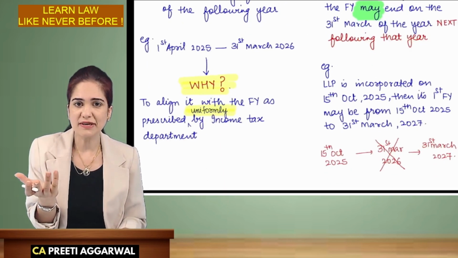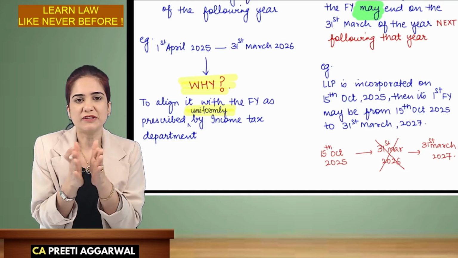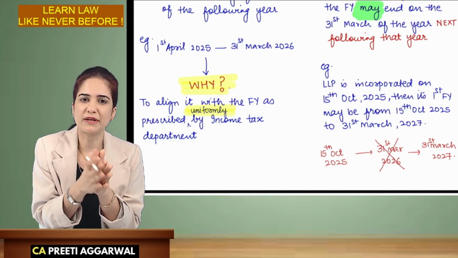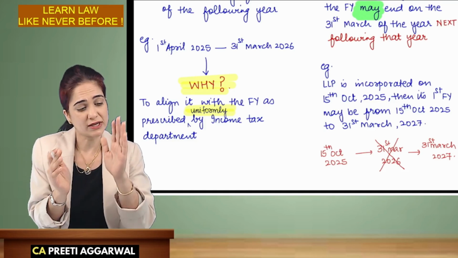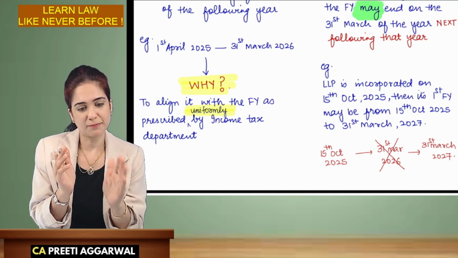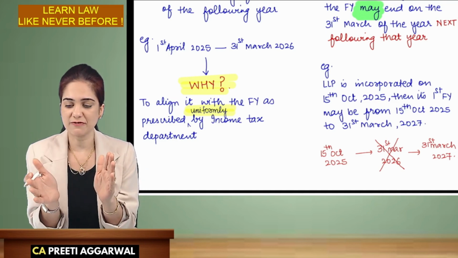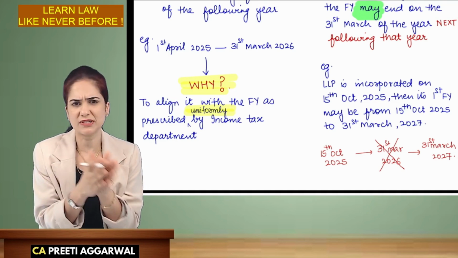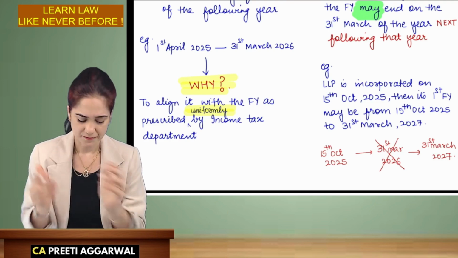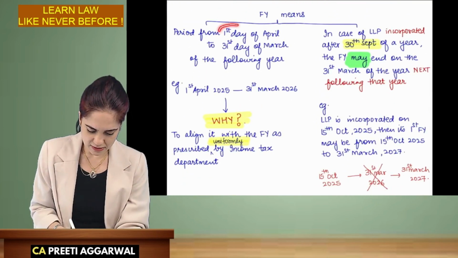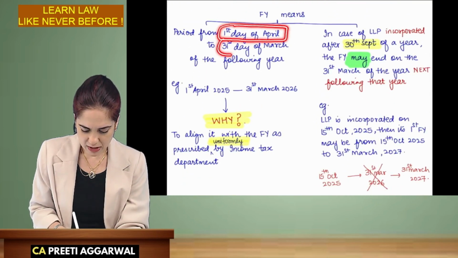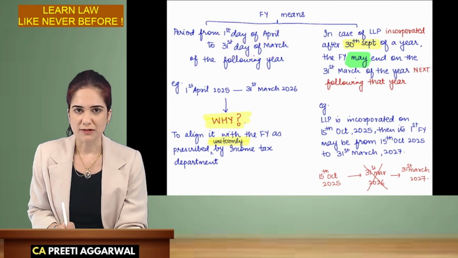Why is this period concerned? To align it with the financial year as prescribed uniformly by Income Tax Department, so that the financial year which we are prescribing for accounting and the one prescribed by Income Tax are the same. So it is very easy for us to calculate the tax. So this is very simple. That is the year beginning from 1st of April to 31st of March.